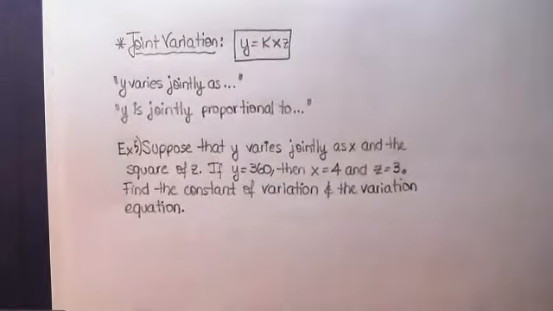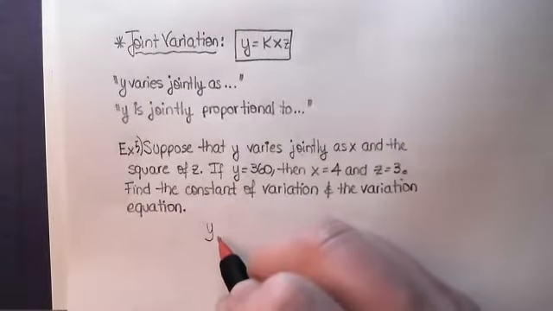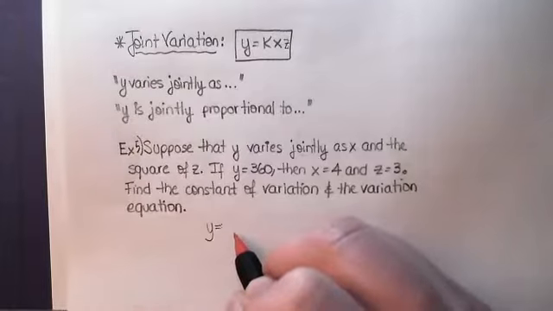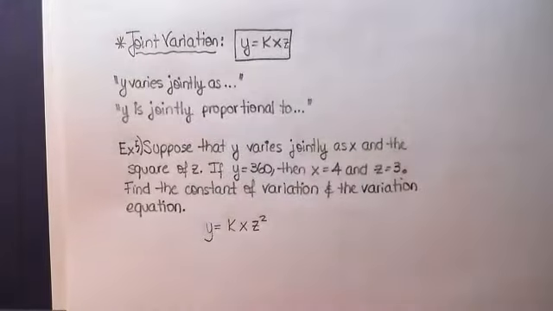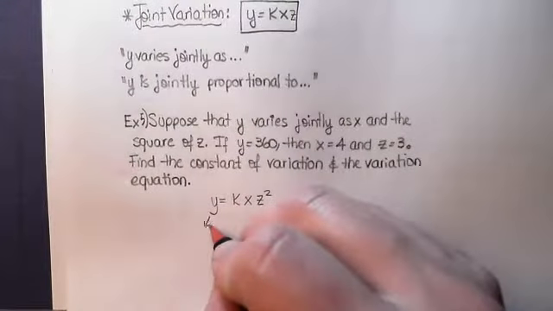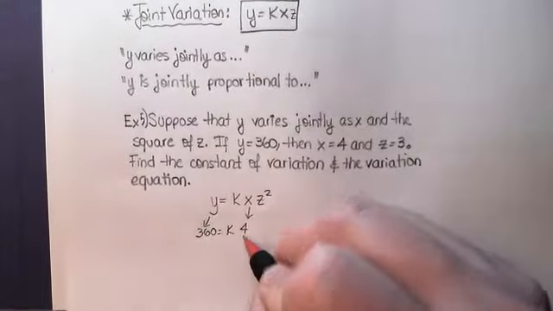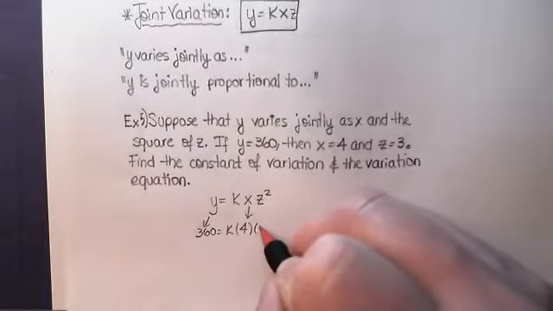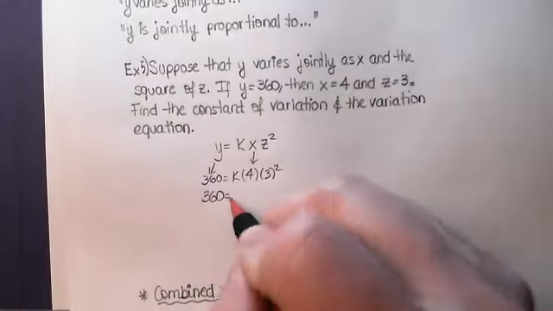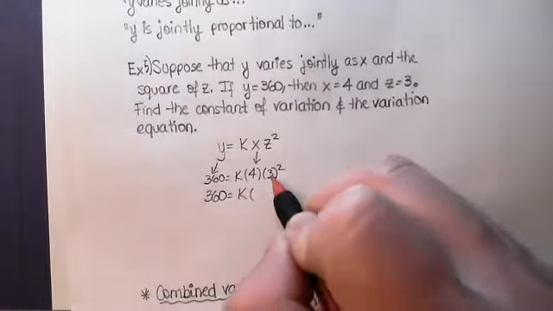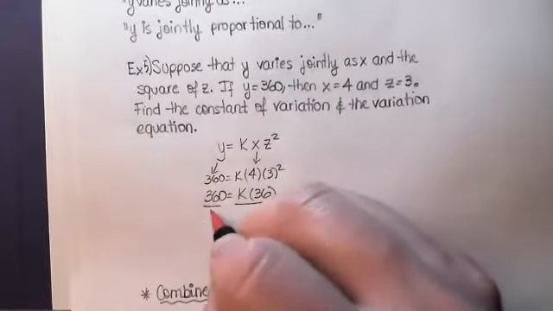Suppose I have this problem. It says y varies jointly as x and the square of z. So that means you would have y equals k times x times z squared. Then the problem says if y equals 360, plug in that information. So x here would be 4, and z would be 3 to the second power. So here, 360 equals k times 3 squared, which is 9, times 4, which is 36. We're going to solve for k, so we divide both sides by 36.